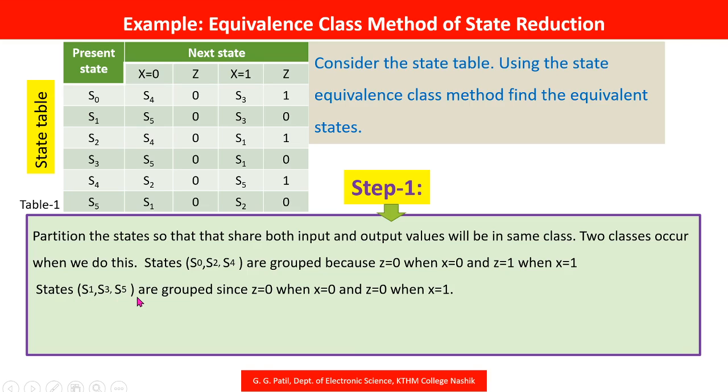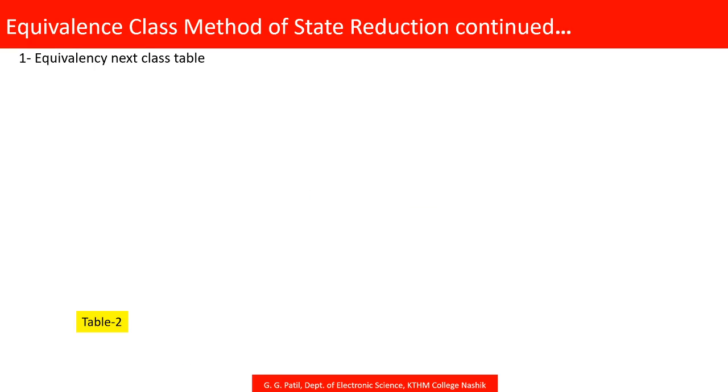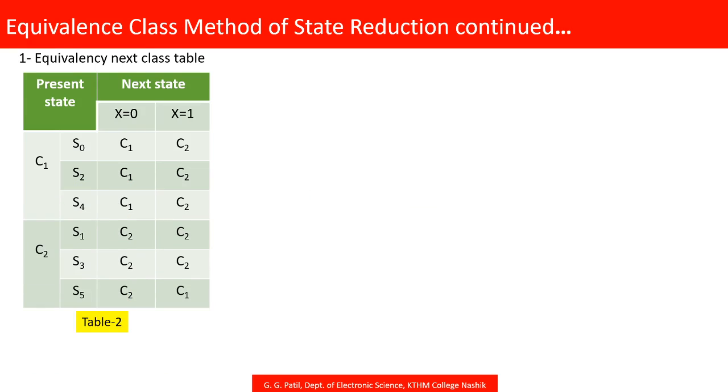So let us name them C1 and C2. This one is C1 and this one is C2, which is given here, and this partition is said to be one equivalent partition. C1 is S0, S2, S4 and C2 is S1, S3, S5. Okay, so let us represent it with a state table that will be given here.